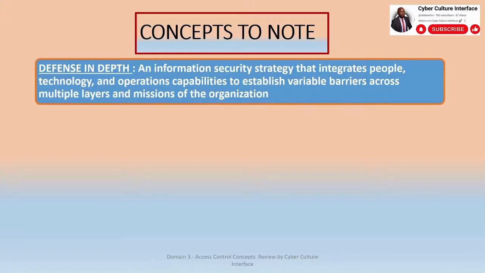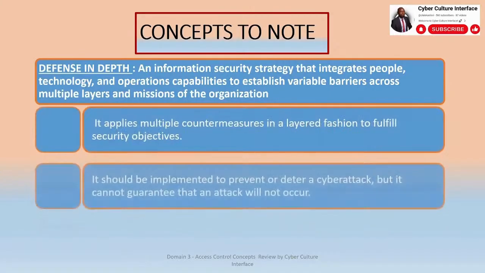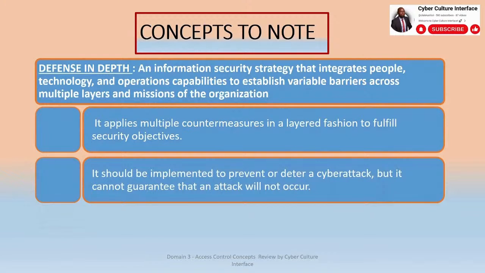You need to understand this concept and have it at the back of your mind when you are studying. This concept applies multiple countermeasures in a layered fashion in order to fulfill the security objectives of the organization. It should also be implemented to prevent or deter cyber attacks, but it cannot guarantee that an attack will not occur. So when you have a defense in depth strategy in place, it is just for the purpose of prevention and it does not guarantee that an attack will not occur. It's often said that there's no way to stop a cyber attack from happening.